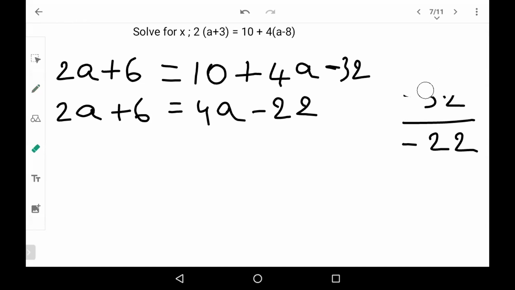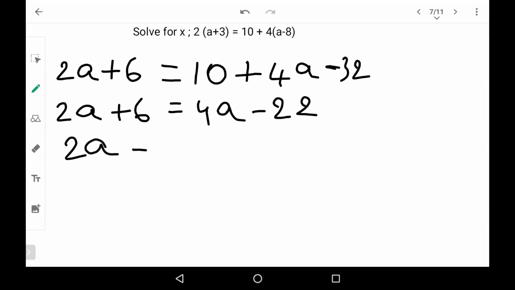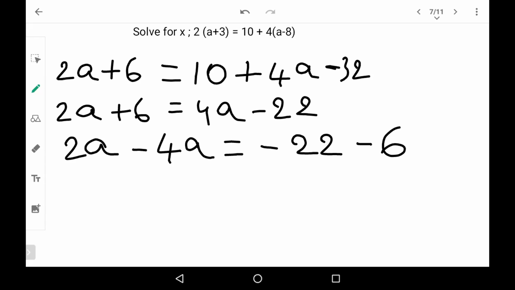Okay. Then after this, going to the next step, I will take 4a to the other side. So 2a minus 4a is equal to minus 22 plus 6. If I take it to the other side, it will become minus 6. So minus 22 minus 6 is remaining. Now 2a minus 4a. Okay, now we are getting the new answers because many of you told it is minus 8. It is not minus 8. So 2 minus 4 is minus 2a, is equal to minus 22 minus 6.